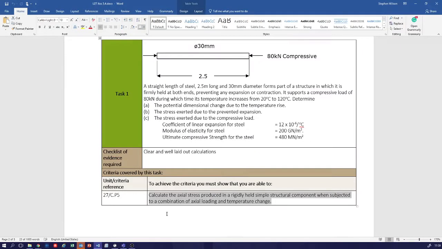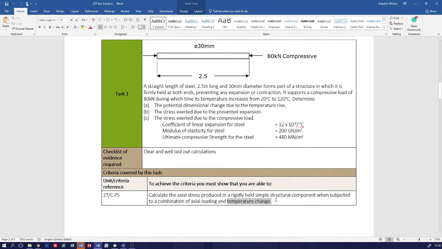So axial stress, stress along the axis. So if we have a long thin bar, it will mean we hold the bar at each end and we either pull or we squeeze. Yeah? So you can see here in the diagram I've got a compressive load acting along the long axis, or in the same direction as the long axis. It could be a tensile load, in which case I'd be pulling the bar apart at either end. Okay, so when subjected to a combination of axial load and temperature change.